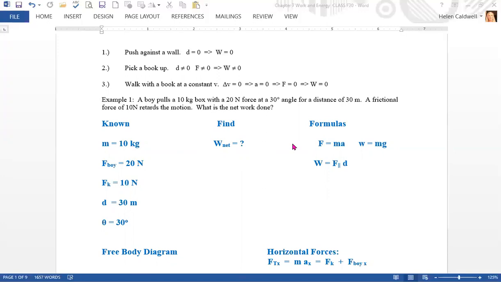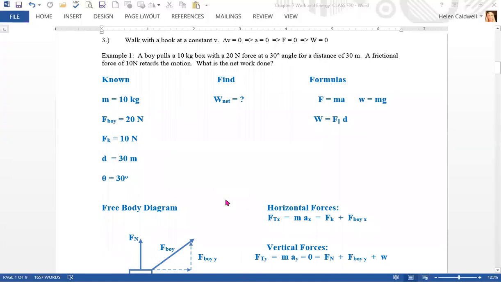We know that F equals ma, W equals mg, and that this little w is lowercase w, and it's weight. Weight is mass times gravity. This W is a capital W, and that is work. Work is force parallel times distance. So we've summarized what we know over here. We need a picture. So we've got our free body diagram.